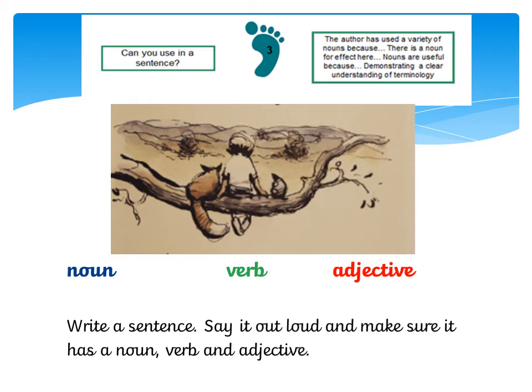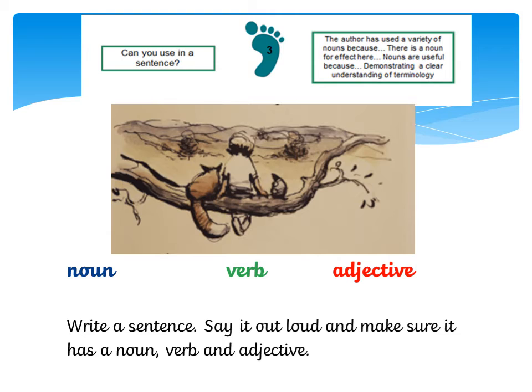So have a think about what's happening in this picture. We can see the fox, the mole, and we can see the little boy, and we can see what they're looking at, and we can see what they're sitting on, and we can see that there is like a wavy tree branch and there's some leaves. And I want you to say a sentence out loud, have a go at writing it.